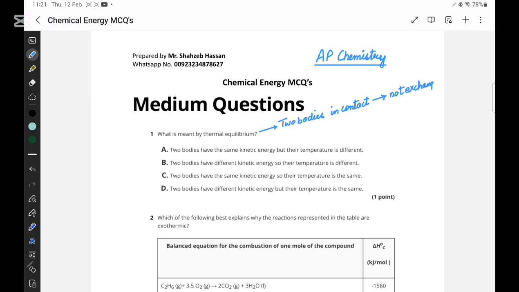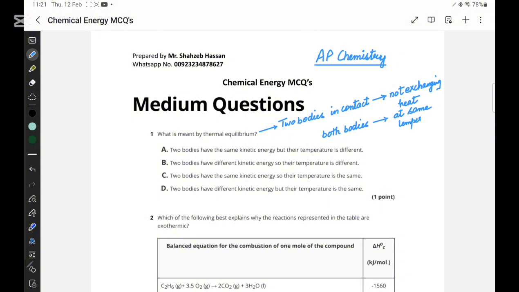Why are they not exchanging heat? The reason is that both bodies are at the same temperature.